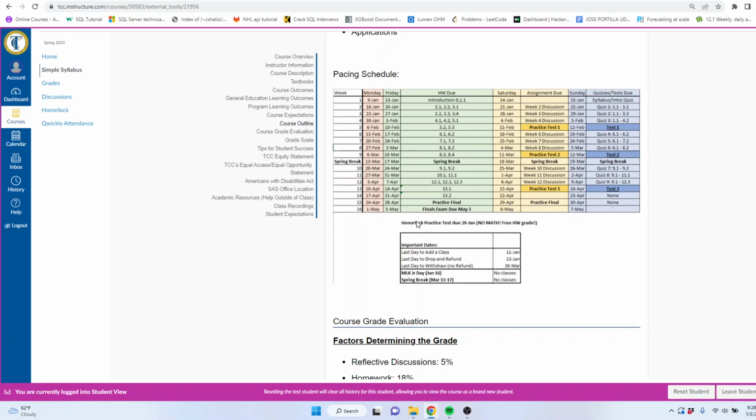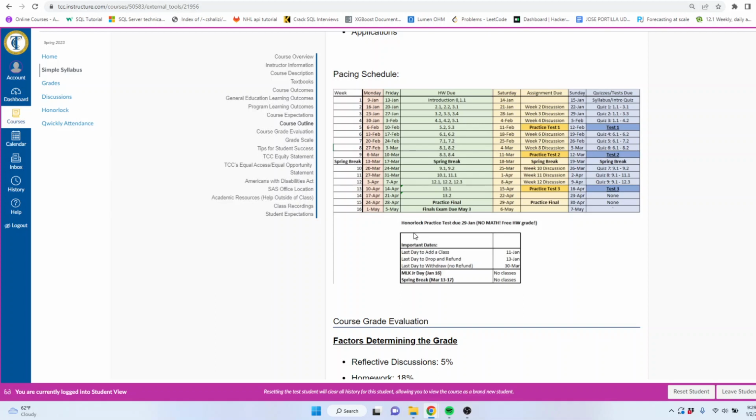And then one, I guess, little side note here is that because not everyone might be familiar with HonorLock and how it's going to work, at least in our course, there is a HonorLock practice test due on January 29th. So that's the end of the 3rd week. It should be pretty quick, especially if you've used HonorLock before. There's no math involved in it, and the directions are all in it.